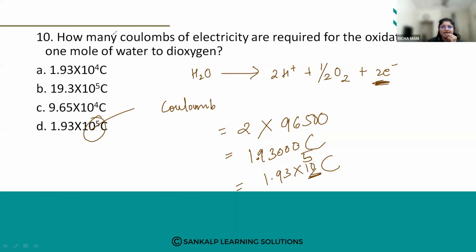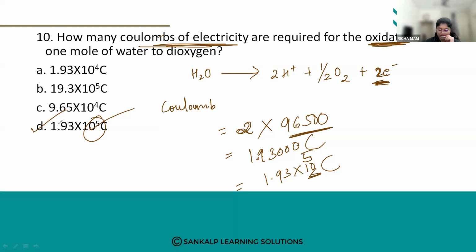Others have got it, yes. So how many coulombs of electricity are required for the oxidation? There are 2 electrons involved, so we multiply the number of moles of electrons by the Faraday, 96,500. We got 1.93 into 10 raised to 5 coulombs. That much amount of coulombs of electricity is passed. So option number D.